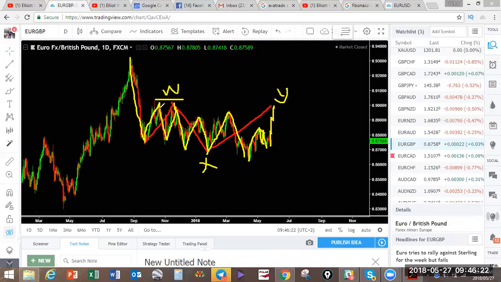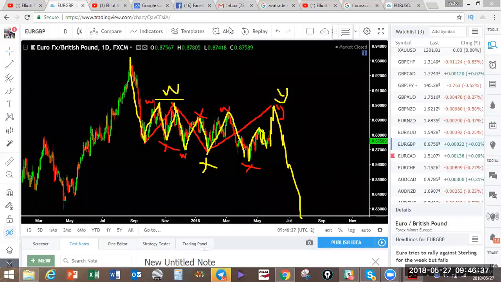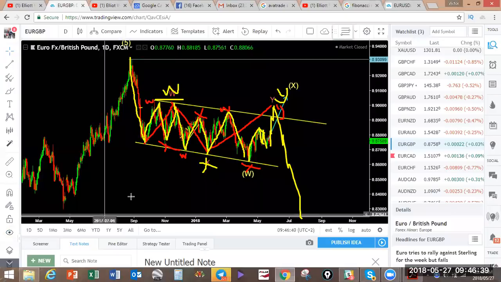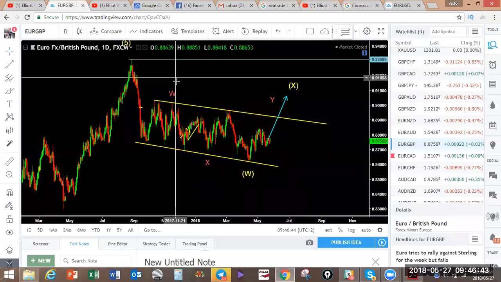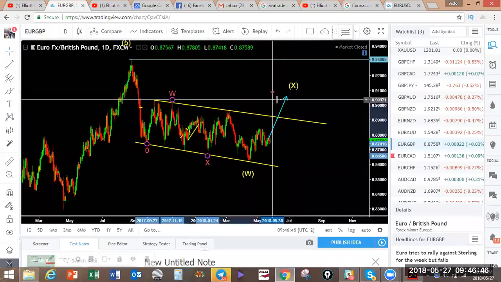If you like to put in a lot of numbers, that will be another lower degree. You would have this one becoming a W here, X, this one becoming a W here, X, W, X. And now we are building up this Y to complete this whole corrective structure that will then complete and move to the downside like that. Okay. Let's see if I've got all those labelings there. I've got it exactly like that. Okay, WX, where now we're looking for the Y.